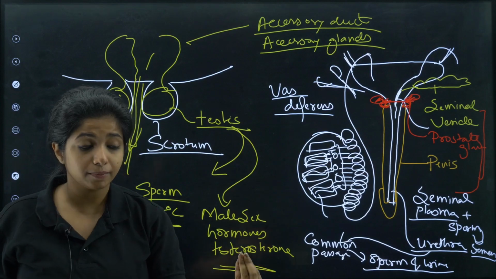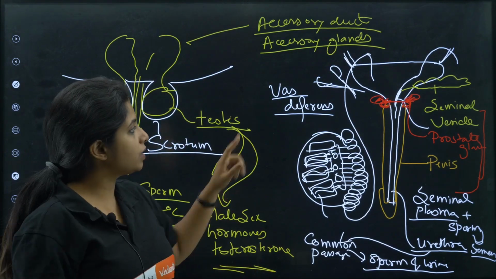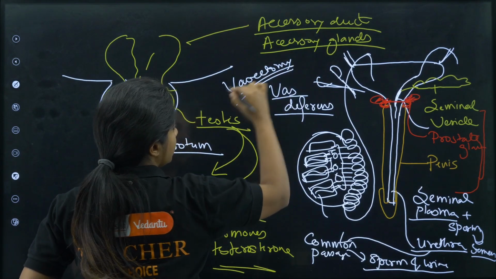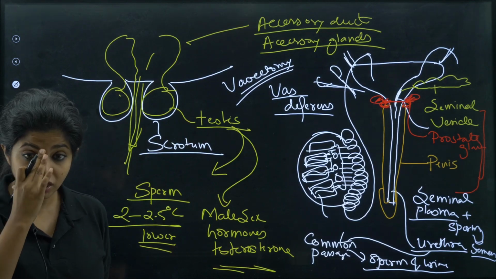If the sperms are not there, do you think fertilization is going to happen? No. So this is known as vasectomy. This is known as vasectomy, my dear children. This is the surgical method of contraception, where the vas deferens is cut.